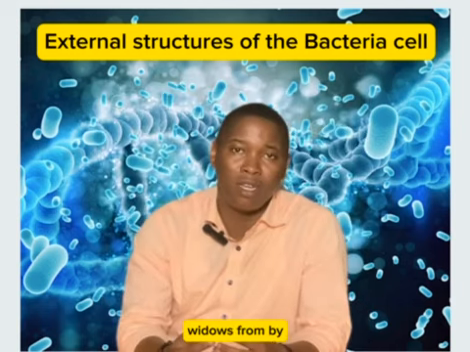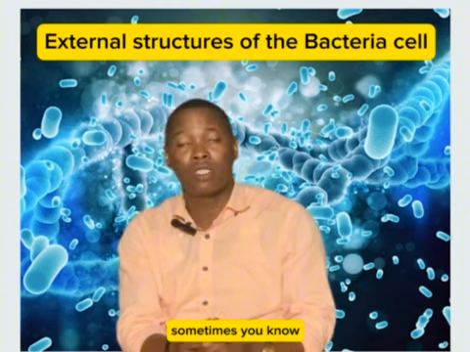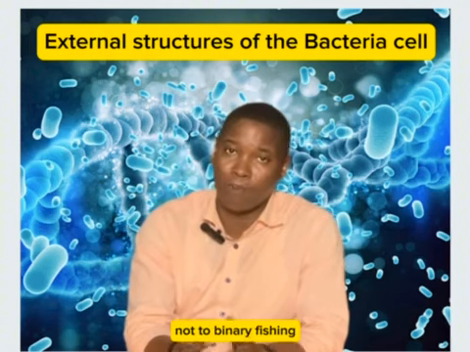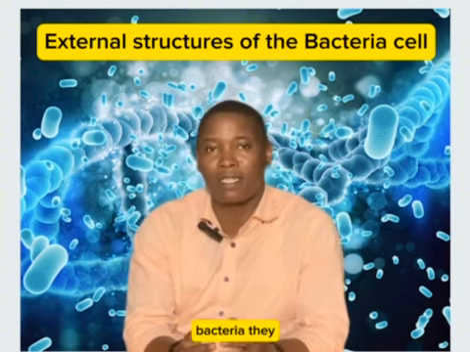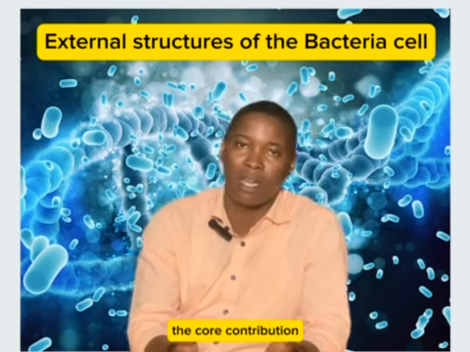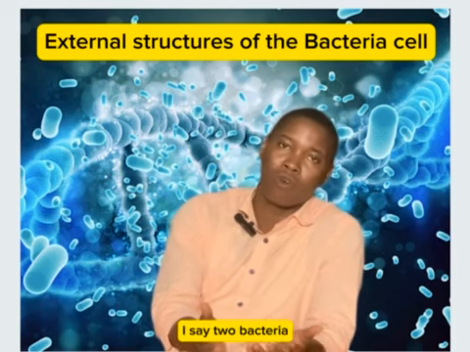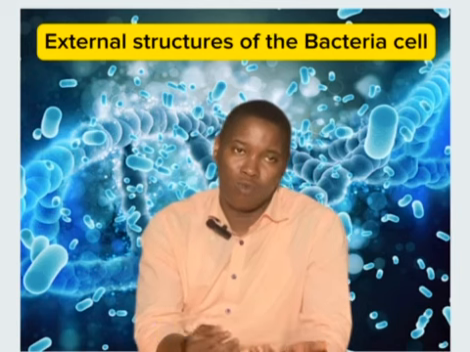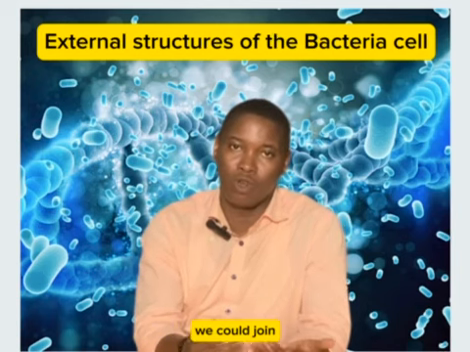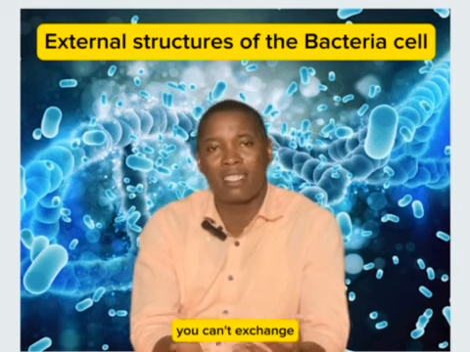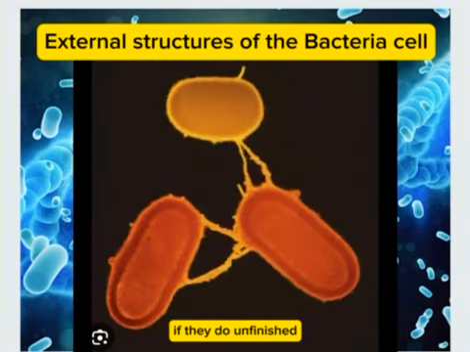Another thing wey those fimbriae dey do na say sometimes we know say bacteria normally reproduce through binary fission, but sometimes bacteria dey undergo wetin we dey call conjugation, and in this one na say two bacteria go come together, come create passage wey go join two of them together. They go come exchange some of their genetic material. If they do am finish, they go divide, go their separate ways.